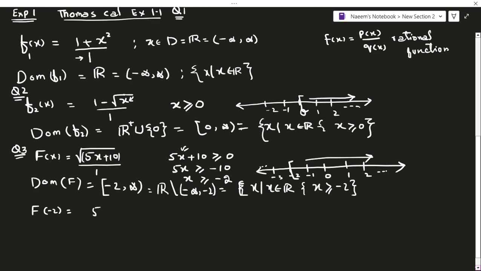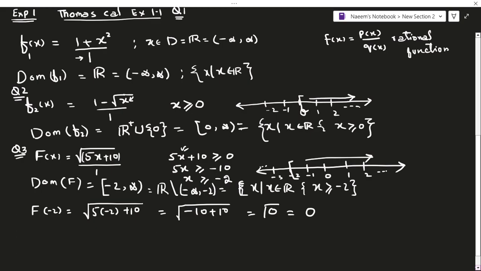See 5 into minus 2 plus 10. There is another confusion among students that this is minus 10 plus 10. This comes to square root of 0, and square root of 0 is undefined. No, square root of 0 is defined, and that is 0. So if you have any confusion, just take your calculator, plug that number, and execute that function. If there is no math error, then that number is in the domain of the function.